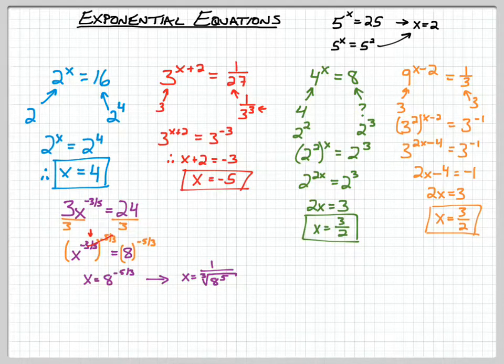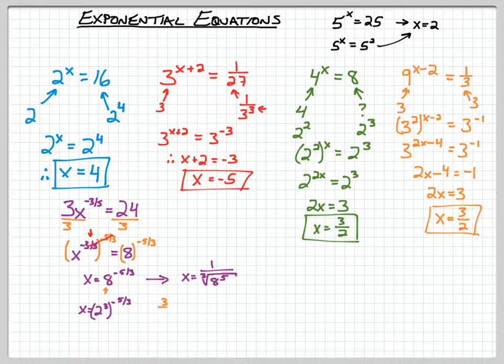So let's take a look at this and see if we can find another way that we can rewrite this 8. If we look at the base of it, we can say, well, that's base 2, right? So 2 to the 3rd power is 8. I'm just looking at the 8, I'm not looking at the negative 5/3 yet. 8 is 2 to the 3rd power, and that thing is then taken to the negative 5/3 power. Alright, so now we've got a power of a power.